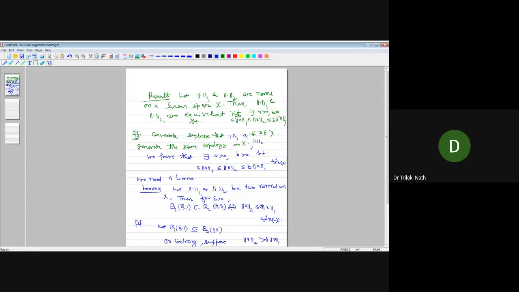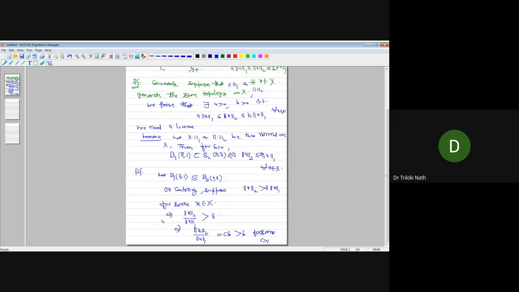On the contrary, suppose the right hand side is not satisfied. That means there is some vector x in X such that norm x2 is bigger than delta times norm x1. So if this is true, then norm x2 by norm x1 is bigger than delta. Because x is some fixed vector, norm x2 is fixed and norm x1 is fixed. So you can make it equal to c times delta. For what c? C must be bigger than 1, otherwise this condition is not satisfied. So you can choose a suitable c bigger than 1 such that norm x2 by norm x1 is c into delta.